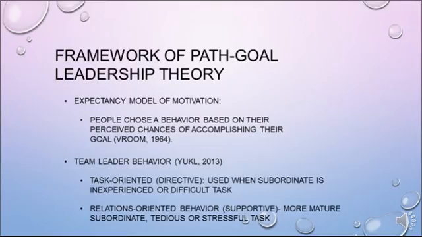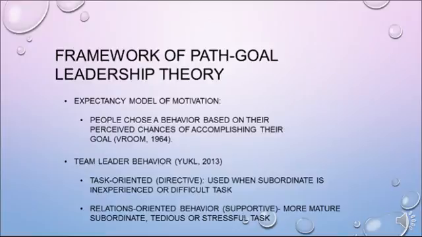Now, the framework for the path goal leadership theory is based on the expectancy model from Victor Vroom. Okay, Victor Vroom determined that people will choose a behavior based on their perceived chances of accomplishing their goals. The better chance of a subordinate accomplishing their goals, the more motivated they will be. Now, it's up to the leader to know what those goals are, and you learn that from talking to your subordinate and having a thorough knowledge of what their job is. The key to motivating then is to remove obstacles that will lessen the hold between effort and performance and outcome.